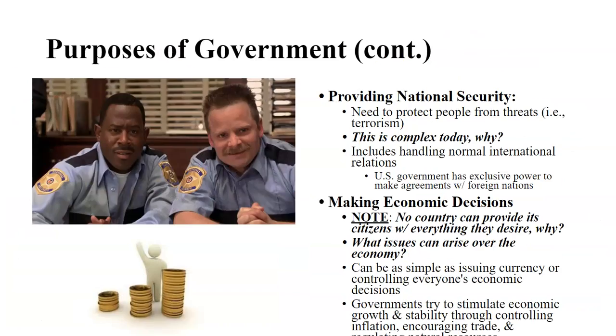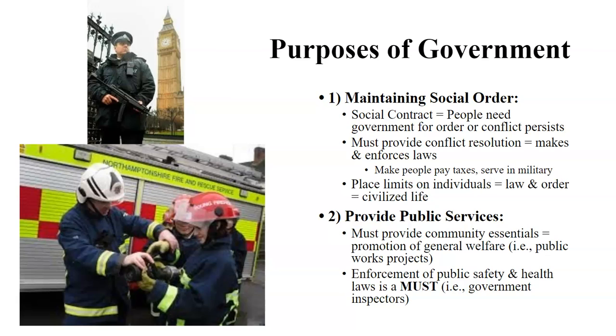All right, we just have 3 slides left. Pretty straightforward here. There are 4 purposes of government. First one is the government is supposed to maintain social order. It's that social contract. People need government for order or conflicts persist. Kind of links with what I was just trying to say. You have to provide some form of conflict resolution, allowing for laws to be made and to be enforced. Such as people paying taxes, being able to serve in the military, police, a number of things. But there are limits on individuals, and this leads to law and order, which leads to civilized life. And again, this isn't as straightforward as, oh, well, you're completely free.